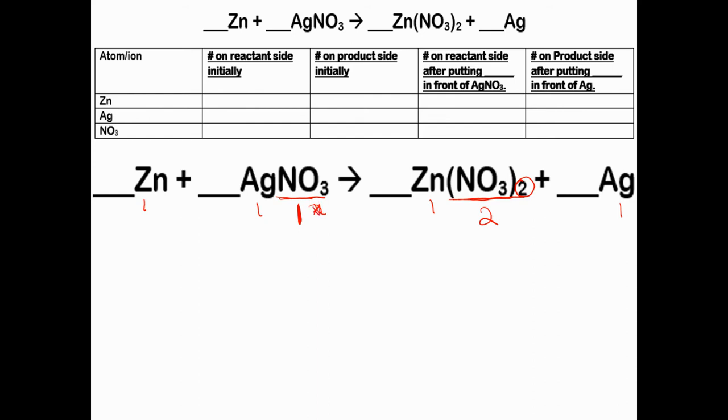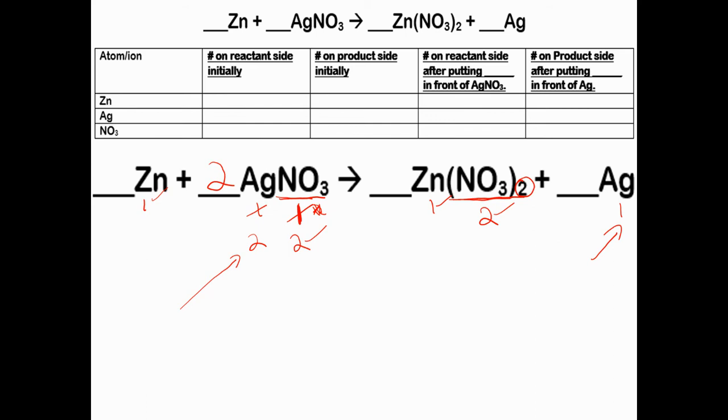So what I can do is simply put a 2 in the front. When I do that, now I have 2 silvers and 2 nitrates. So my zincs are still good, and my nitrates are now great. Zinc is good, nitrate's good, but now my silver's off. I have 2 silvers on the reactant side and 1 on the product side.